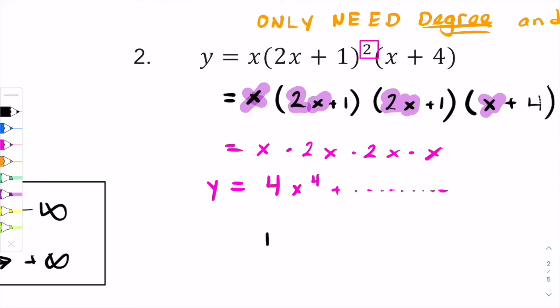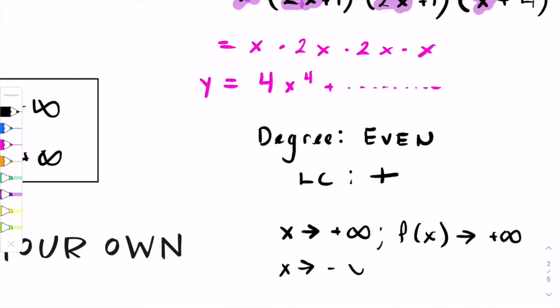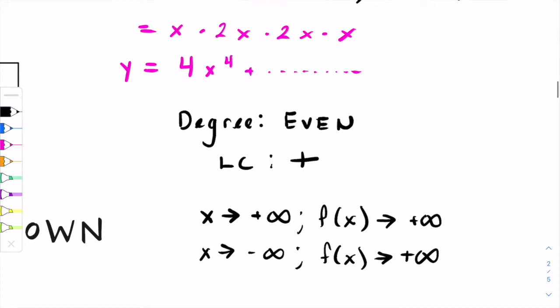In this example, the degree is 4. We just found that by multiplying the first terms. That's an even number. And the leading coefficient is also 4, which is a positive number. Looking at the table above, this would be the top left corner. So as x approaches positive infinity, the function approaches positive infinity. And as x approaches negative infinity, the function is still approaching positive infinity. That means if we graph this function, it's going to have both ends of the graph facing up.